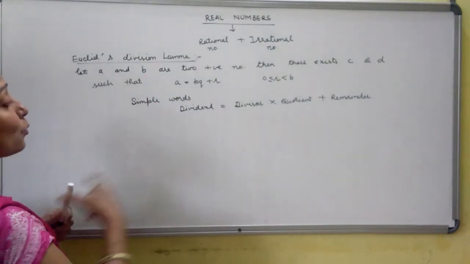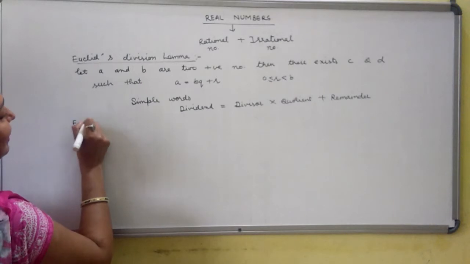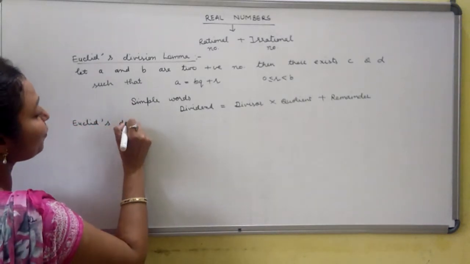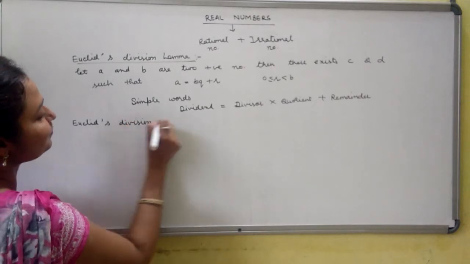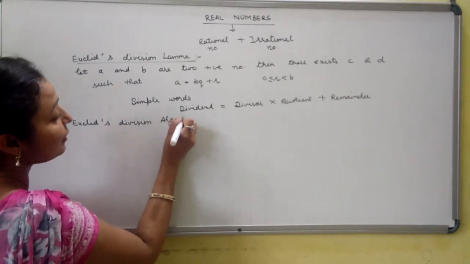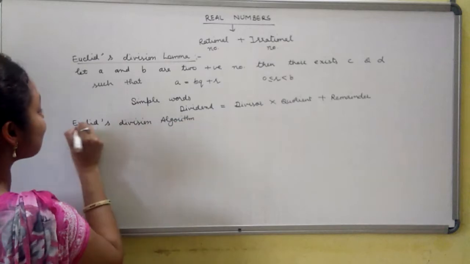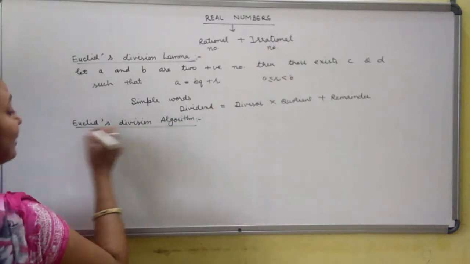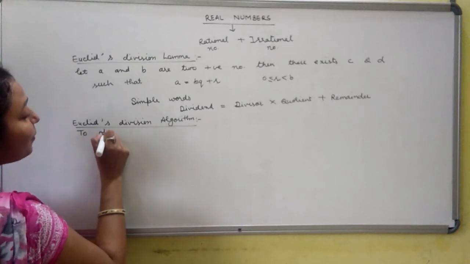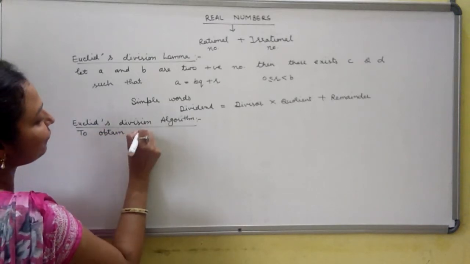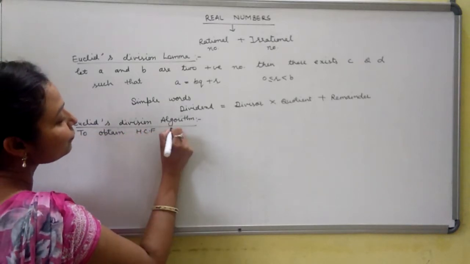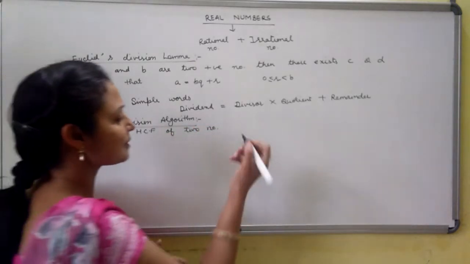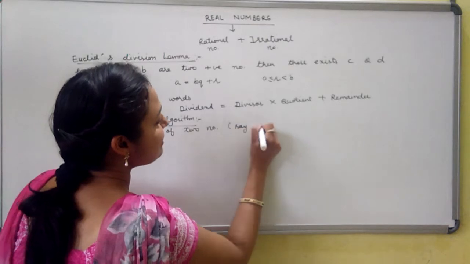And what is the algorithm? Euclid's division algorithm. Algorithm means method. What is the division algorithm? That is a method, and why is it used? It is used to obtain the HCF of two numbers, say C and D.